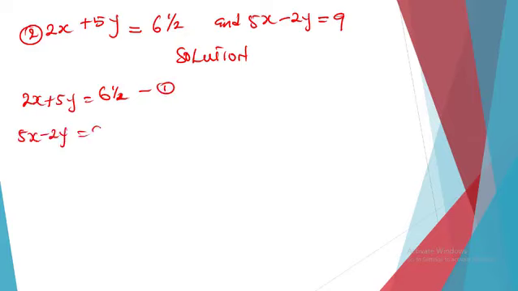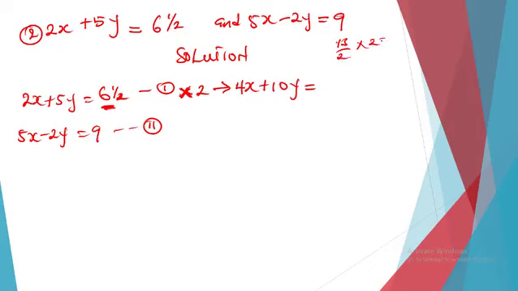Now we have to eliminate this fraction in equation 1. And how do we achieve that? We multiply equation 1 by 2. Multiplying equation 1 by 2, we then have 2 times 2x, which will give us 4x. We have 2 times 5y to give us 10y, equal to 6 times 2 is 12 plus 1. We have 13 over 2 times 2, which will give us 26 over 2, which is 13. So that is now our new equation 1.